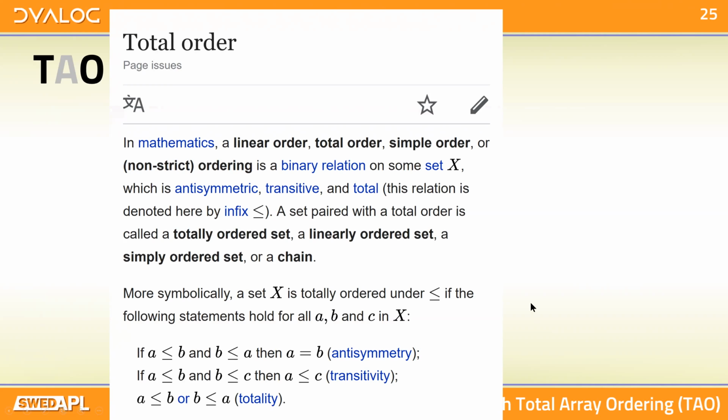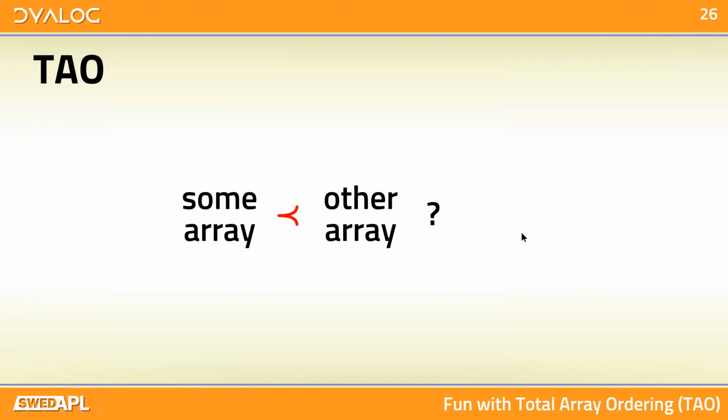There isn't really a fixed notation for how to write it. Here they use a normal less than or equal to, but really what's going on here is "precedes or identical to." And Wikipedia goes on and on about this. But that's where the name comes from. And specifically what we're talking about is total order of the set of arrays. And so that's why we have the name total array ordering.